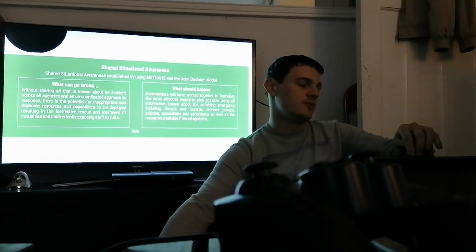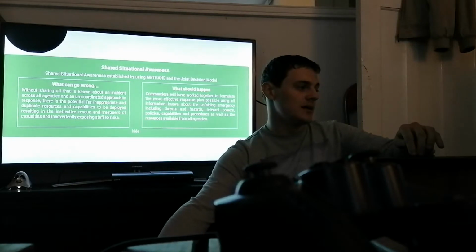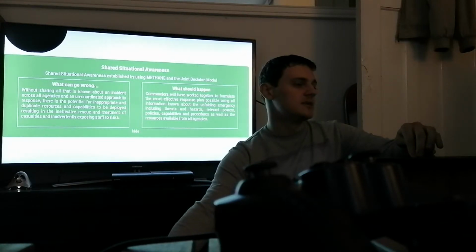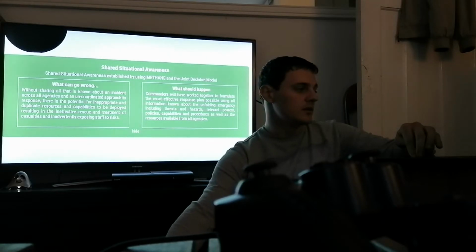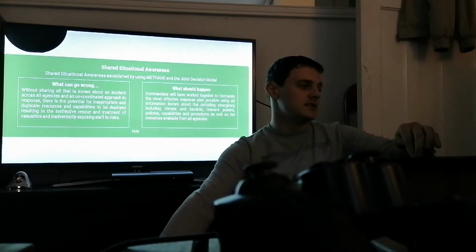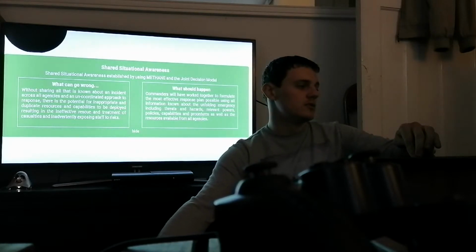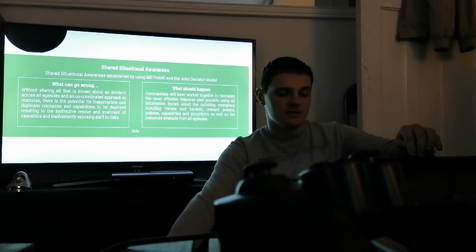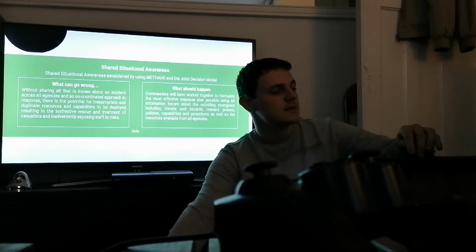The final principle is shared situational awareness. Shared situational awareness is established by using METHANE and the Joint Decision Model. Without sharing all that is known about an incident across all agencies, and with an uncoordinated approach to a response, there is potential for inappropriate and duplicate resources and capabilities to be deployed, resulting in ineffective rescue and treatment of casualties and inadvertently exposing staff to risks.